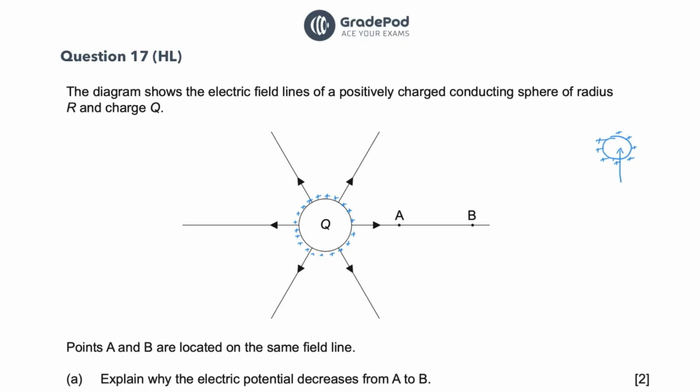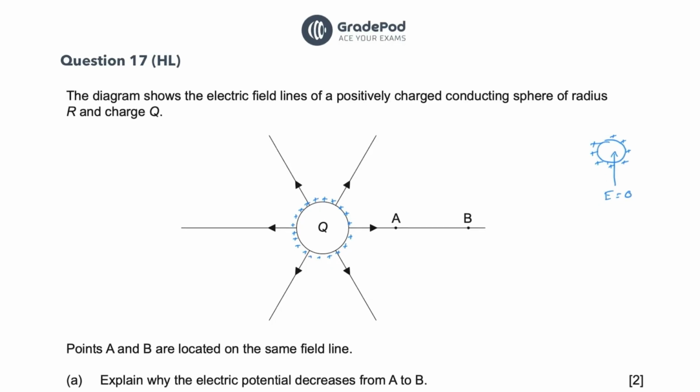And do you remember I said the electric field inside this is 0 because they're all equally repelled. That means that the resultant electric field is 0 and the potential within that sphere is non-zero and it's constant. We saw that from the graph earlier. Okay, points A and B are located on the same field line. Explain why the electric potential decreases from A to B. You can imagine if we take a positive charge and move it towards a positive charge, then work must be done on the charge.